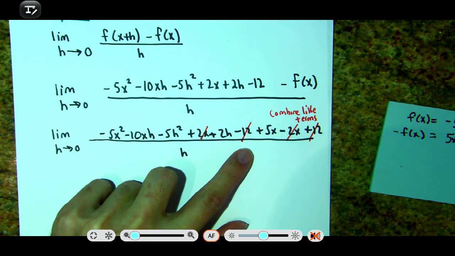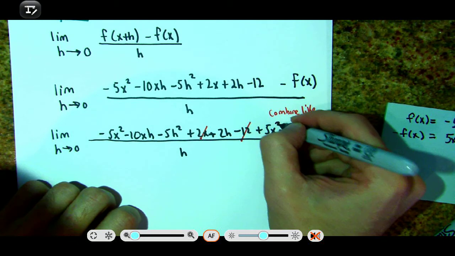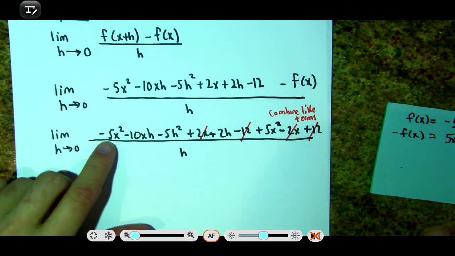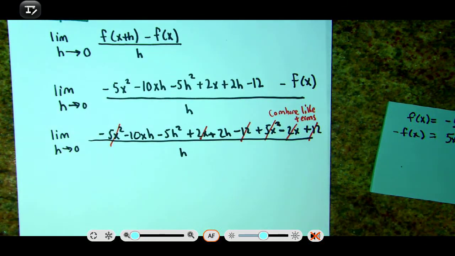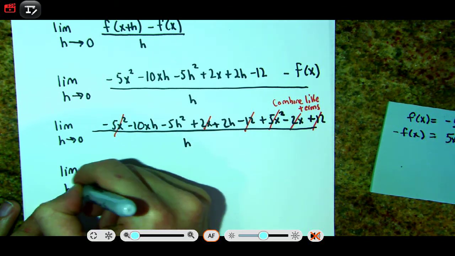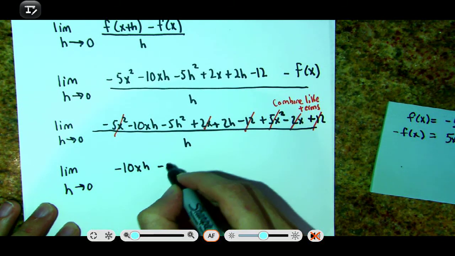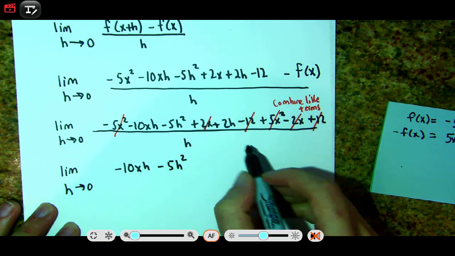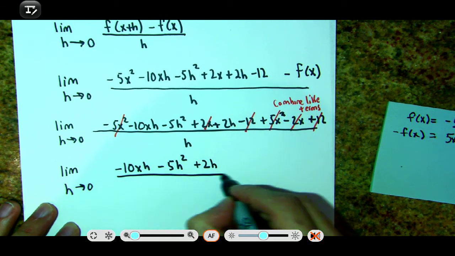And, oh, whoops, sorry, I forgot. This should be 5x squared. My bad. There should be a 5x squared. And notice that this 5x squared and negative 5x squared cancel. So what are you left with? You're just left with the limit as h approaches 0 of negative 10xh minus 5h squared plus 2h, all over h. So now it doesn't look too bad.